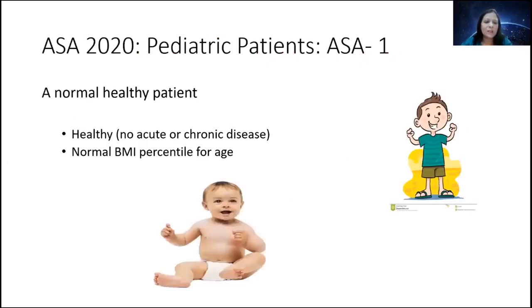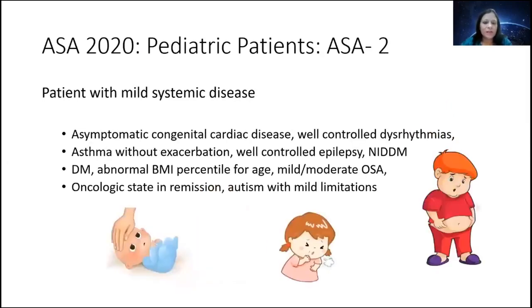So a normal healthy child who comes to you, who has normal BMI percentile for age, you will straight away place under ASA1. A patient with mild systemic disease is ASA2. It includes asymptomatic congenital cardiac disease with well-controlled dysrhythmias. Also, asthmatic children without any exacerbations or well-controlled epilepsy or well-controlled non-insulin dependent diabetes mellitus is ASA2. A child with normal BMI percentile for age is ASA1, and a child with abnormal BMI percentile for age is ASA2.